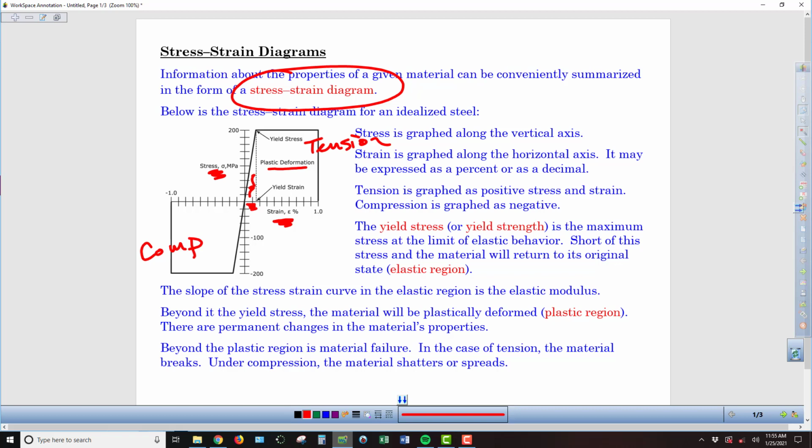The slope of that line, the diagonal line that's cutting through the x-axis here through the origin, is the elastic modulus. If we think of our stress-strain equation, stress is equal to Young's modulus times strain. So if we're graphing stress along the y-axis and strain along the x-axis, the slope of that line in that elastic region is going to be Young's modulus.